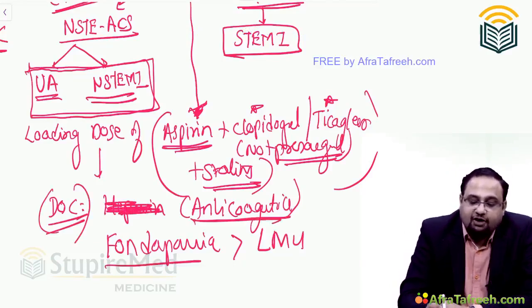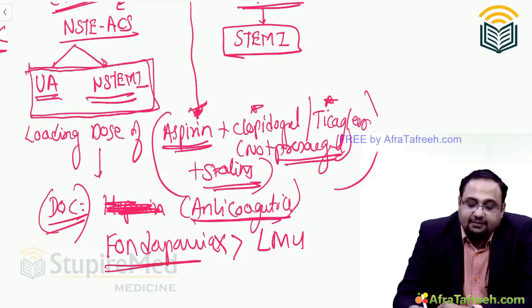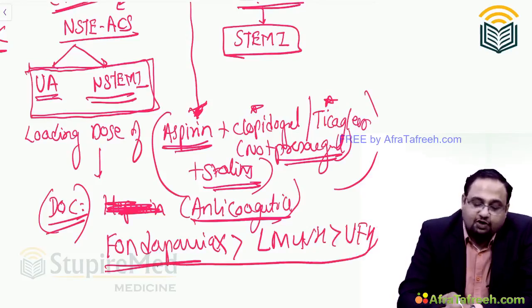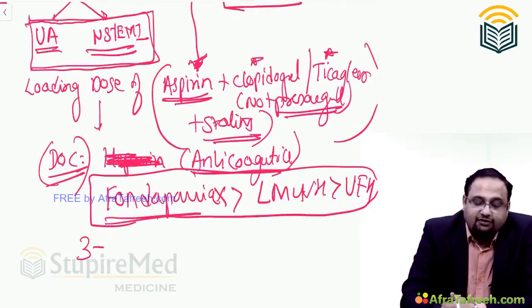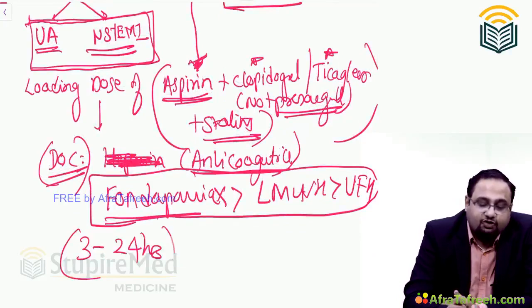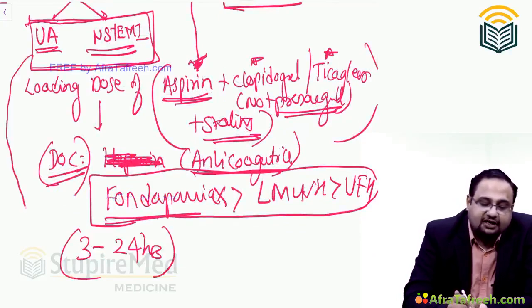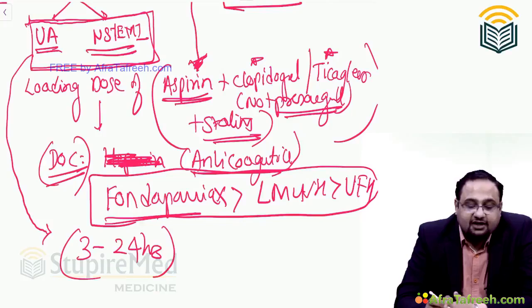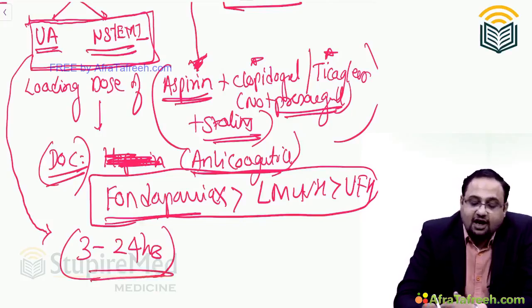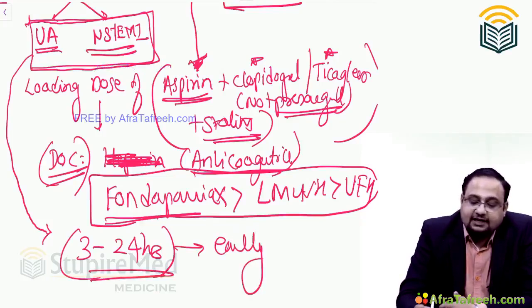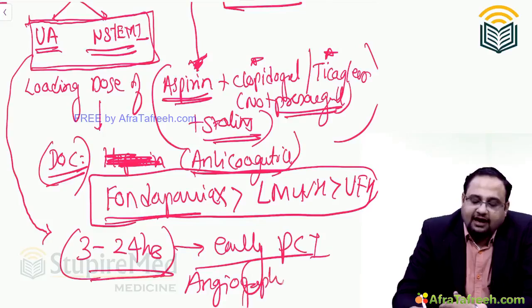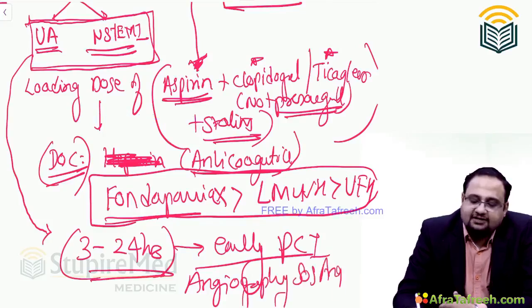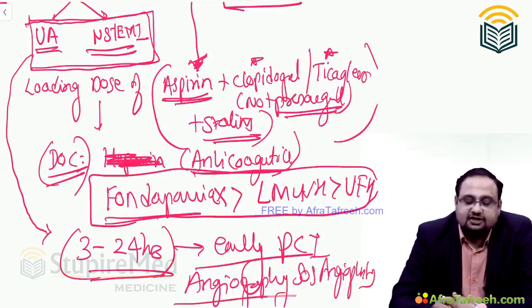Among these, fondaparinux is better than low molecular weight heparin, which is better than unfractionated heparin. So this is the sequence you have to give the patient immediately. Within 3 hours to 24 hours of developing this non-ST segment elevation acute coronary syndrome, you have to take the patient for early PCI, that is angiography, and SOS angioplasty. Okay, so this is what you have to do.